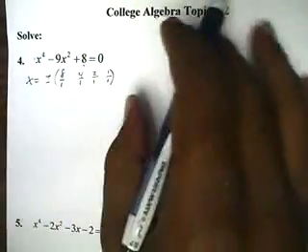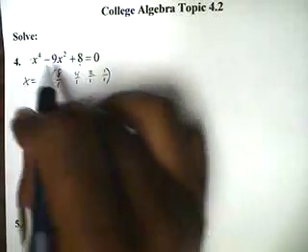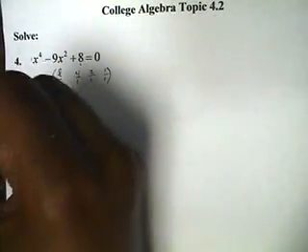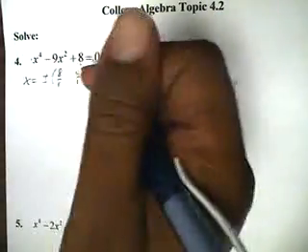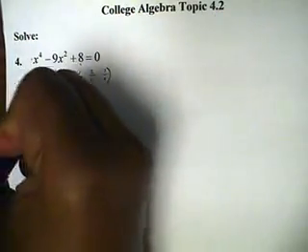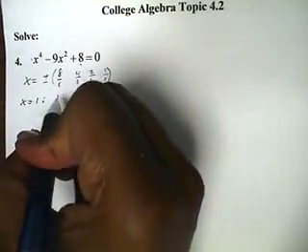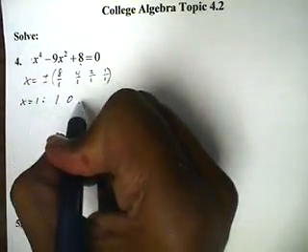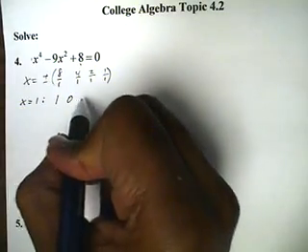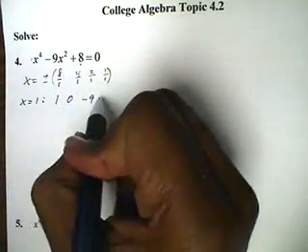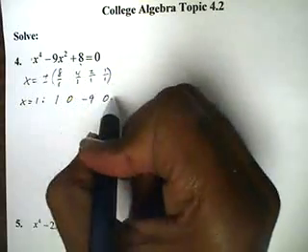So I'm going to start looking for which of these numbers actually solve this by using synthetic division. Or should I say remainder theorem. So let's start with x equals 1. The coefficients would be 1 for the x to the 4th power, 0 for the missing x cubed term, negative 9 for the x squared, 0 for the missing x, and 8.